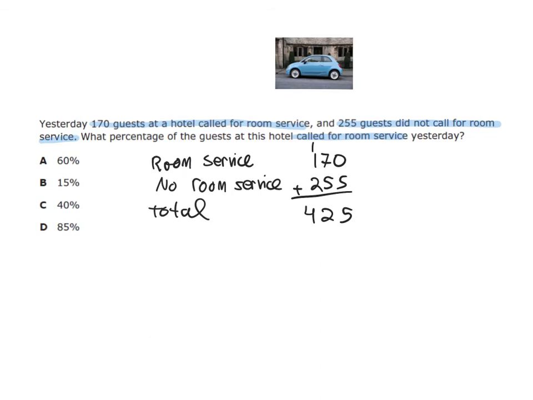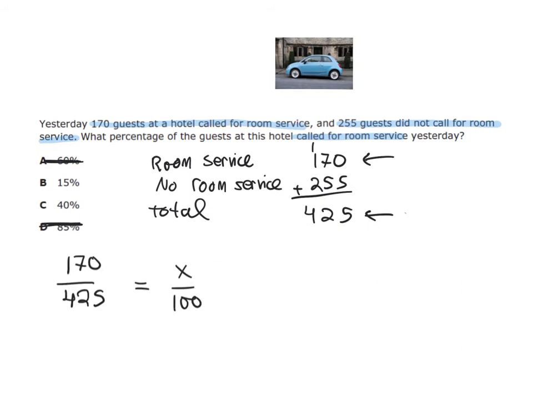Now we want to know the percent that asked for room service out of the total. In other words, we want to know what percentage is the same as 170 out of 425. So I'm going to write a proportion, setting this equal to x over 100. But before I even get started, I'm going to look at my numbers. I know that 170 is a little less than half of 425. So I know that my answer should be less than 50%, really just a little less. That lets me get rid of answer choices A and D right away. I also have a strong hunch that the answer is probably C.